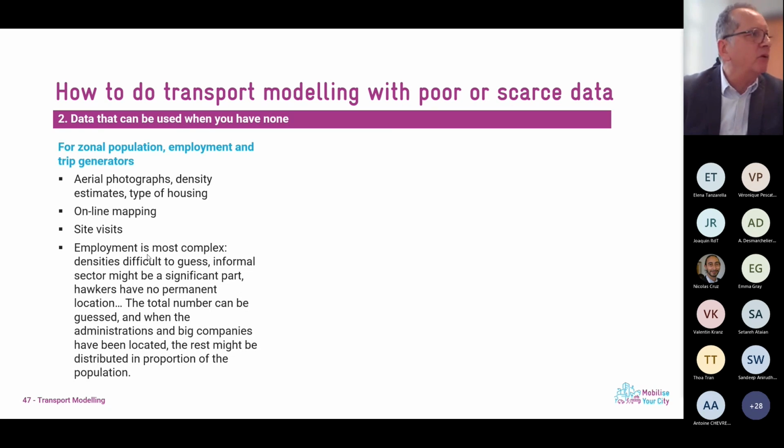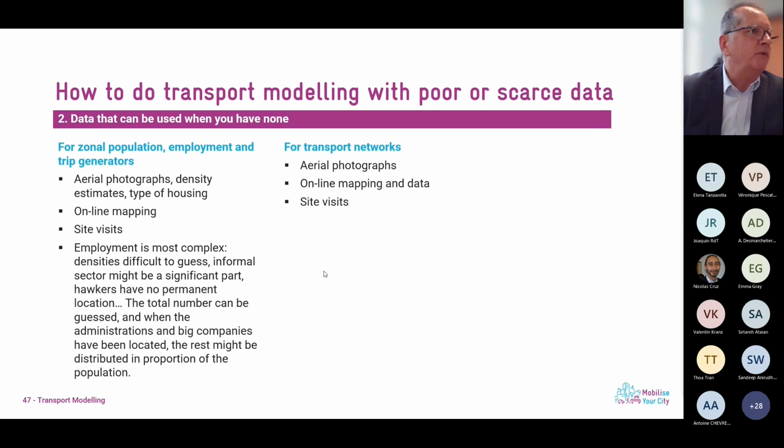Employment, the number of jobs by zone, is the most complex for many reasons. Sometimes it can be done, in some contexts, if you have data for big companies and administrations that you can locate. Then you can have an idea of the orders of magnitude of the total number of jobs, and consider that apart from these big employers, the rest of the jobs are distributed relatively in proportion to the population. That can be a way, for example. Transport networks can be approached by aerial photographs also for the road network, online mapping and data, site visits, and then exchange with the operators for public transport.